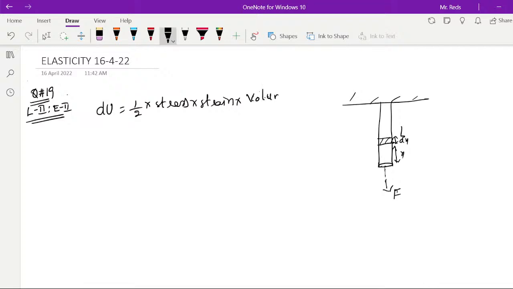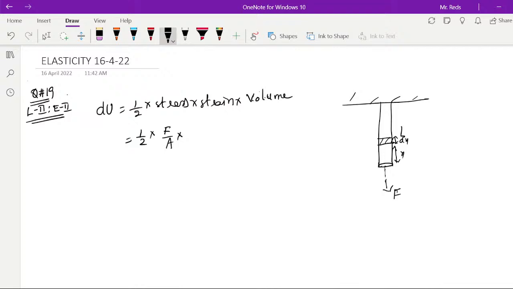Into volume. So let us say the strain energy in doing so for this element is half into stress into strain into volume. Usually stress is nothing but force by area, strain is nothing but elongation by length. Let us consider here the elongation of this smaller element, the strain can be taken as dx by its horizontal length.